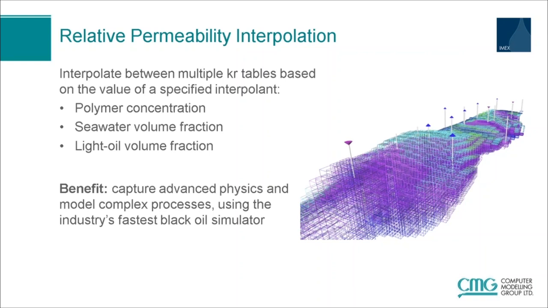We've also made another improvement to IMEX this year for polymer injection, which we'll talk about on the next slide. The second dependency that we can make the rel perm depend on is the seawater volume fraction. Again, depending on how much seawater you have in a grid block, we can adjust your relative permeability, which is very important for accurate modeling of low salinity water injection processes, for example. And finally, we can make the relative permeability depend on the light oil volume fraction. In this case, in IMEX, we would have a light oil and a heavy oil, and we could make our relative permeability depend on how much of each of those different oils was in each grid block. For example, if we had more of the light oil, we could have a higher KRO, and if we had more of the heavy oil, we could have a lower KRO.